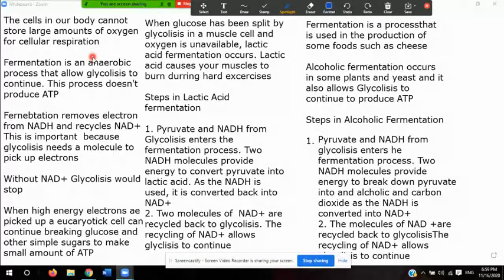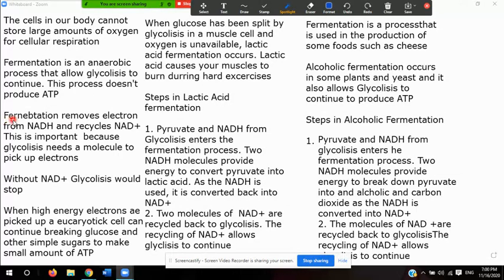Now, one thing that we want to understand is that fermentation is an anaerobic process that allows glycolysis to continue. This process doesn't produce ATP. So, fermentation doesn't produce ATP. It just allows glycolysis to continue, and glycolysis does produce ATP. Granted, it's not a lot of ATP. Remember that in cellular respiration, you can produce up to 38 ATP molecules, and in glycolysis, you produce maybe two at most. So it allows glycolysis to continue so that our bodies can produce energy, but it doesn't produce a lot.